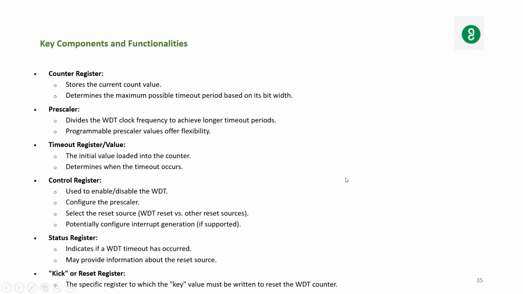Control register. It enables or disables the watchdog timer. It configures the prescaler and selects the reset source, that is, watchdog reset versus other reset sources. Interrupt generation is also supported in the control register. The status register indicates whether a watchdog timeout has occurred and gives information about the reset source.